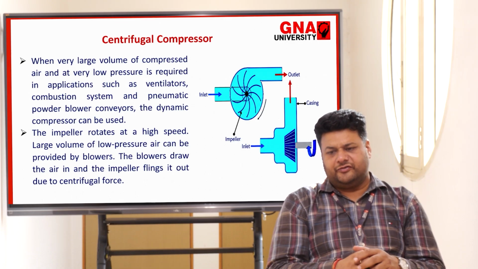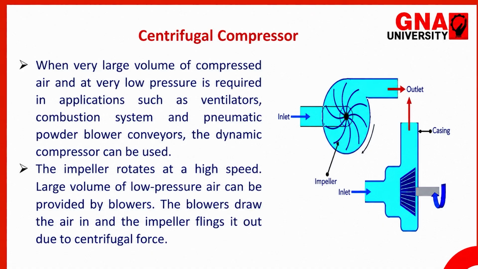First is our centrifugal type of compressor. I just want to add that this type of compressor is also known as a blower. Okay. So when a large volume of compressed air at a very low pressure is required in applications such as ventilators, combustion systems, and pneumatic powder blower conveyors, the dynamic compressors can be used. These compressors are employed where the pressure requirement is very low, but a large volume of air is also required at the same time. So pressure is not of much importance, but the volume is.